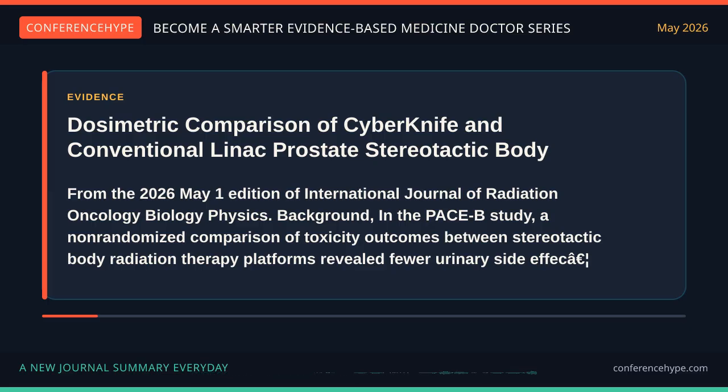Background: in the PACE-B study, a non-randomized comparison of toxicity outcomes between stereotactic body radiation therapy platforms revealed fewer urinary side effects with CyberKnife compared with conventional LINAC SBRT. Methods: this analysis compares baseline characteristics and planning dosimetry between the CKSBRT and CLSBRT cohorts in PACE-B, aiming to provide insight into possible reasons for differing toxicity outcomes between the platforms.